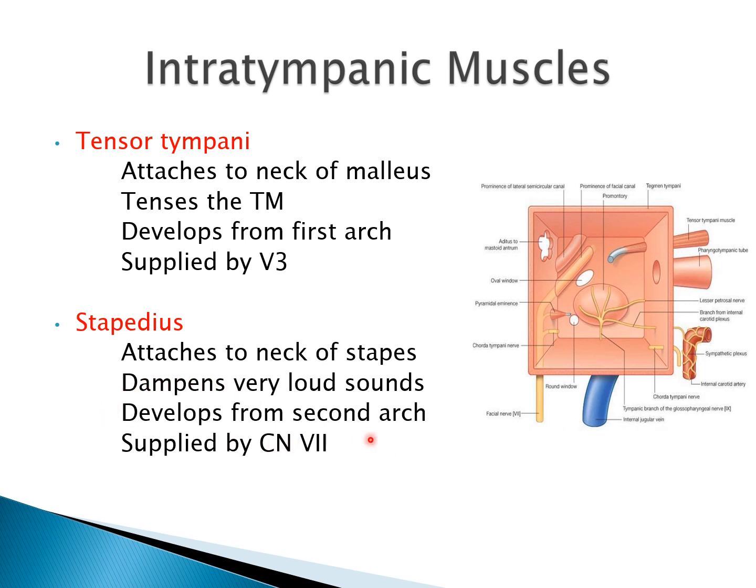The stapedius muscle develops from the second arch and it is supplied by the seventh cranial nerve, that is the facial nerve.